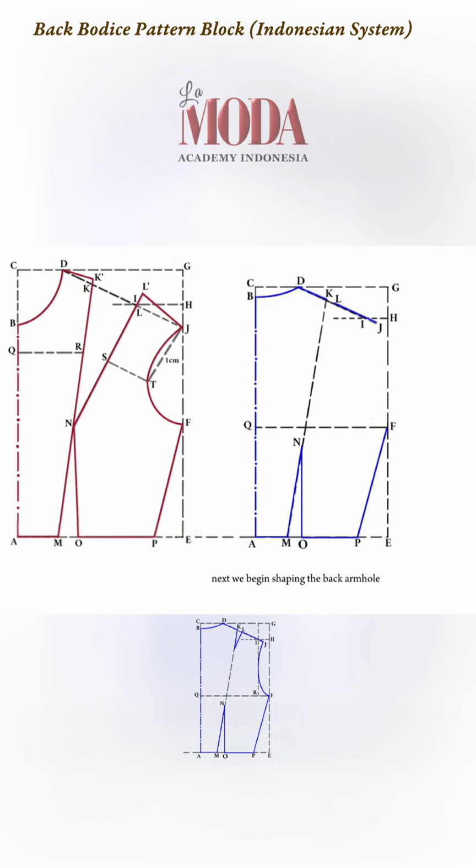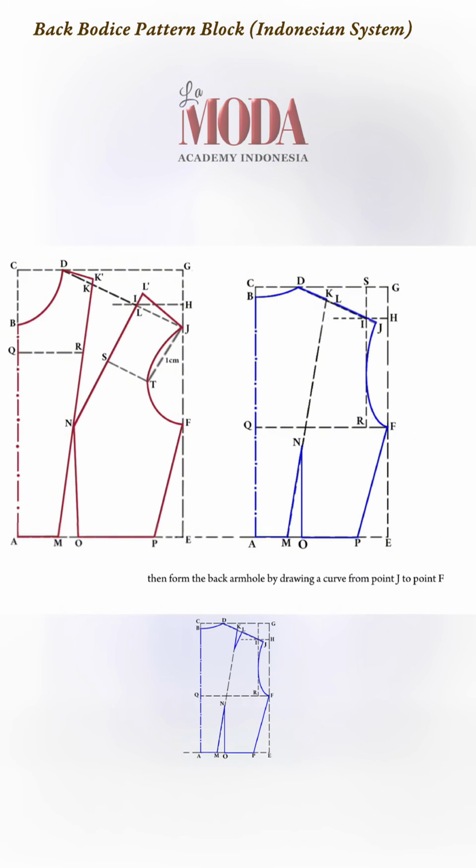Next, we begin shaping the back armhole. The distance from point Q to point R is calculated as half of the back width. Measure from point Q to the right to locate point R. From point R, draw a vertical line upward until it intersects line CG. Label this intersection as point S. The line from R to S serves as the boundary for shaping the back armhole curve.